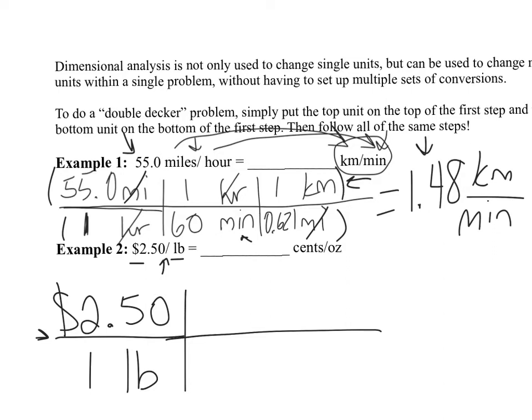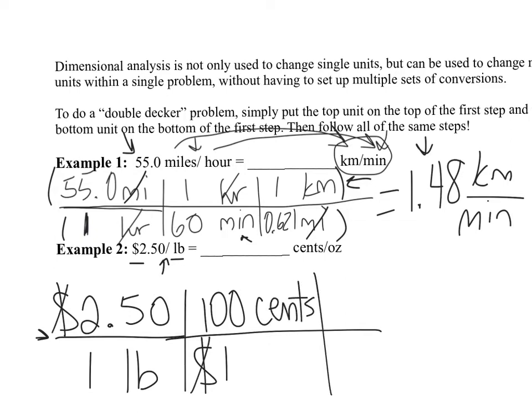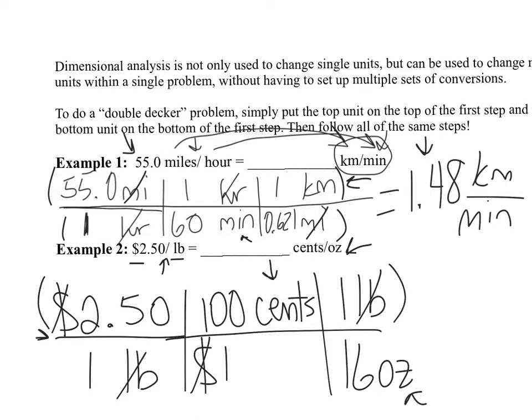Both of these are not ones you have to memorize, but maybe you already know them, which would be fantastic. But for every $1, you have 100 cents. Right? My dollar is going to cancel out my dollars. I'm going to be left with cents. And every 1 pound is equal to 16 ounces. Again, you don't have to memorize that. I just happen to know that one. Pounds cancel out pounds, and I'm left with cents over ounces. Conveniently, that's what my problem wants, cents per ounce. So I would take everything on top multiplied together, divide by everything on bottom multiplied together.